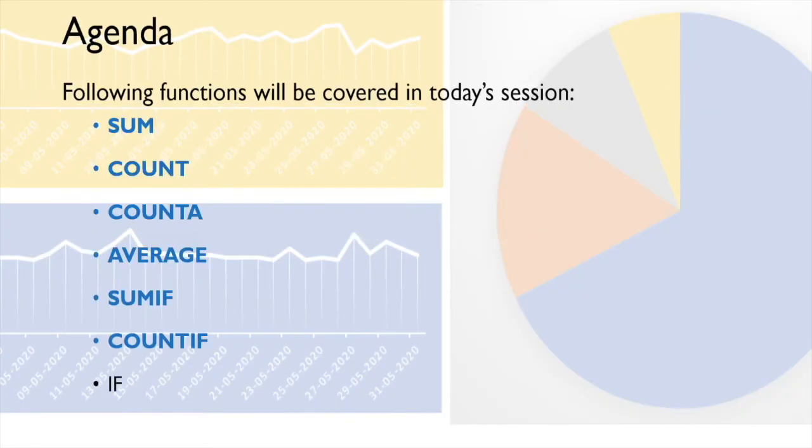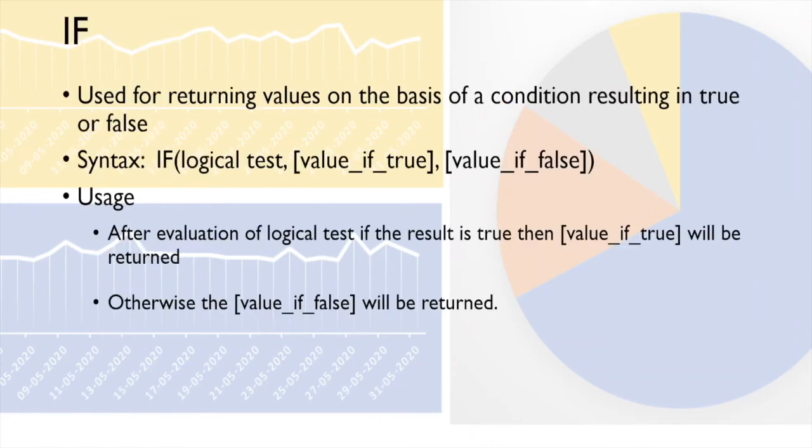Next function is IF. Now, IF is one of the most powerful functions we have, because this function evaluates a logical test and on the basis of that returns a value, whether it is true or false. So IF is used for returning values on the basis of whether the condition is resulting into a true or false. So the syntax here is IF, then we have a logical test. Here we will put the values that we want to test, and on the basis of that test, if the test results in a true, then the value if true would be returned, and if that logical test returns false, then the value if false part would be returned.